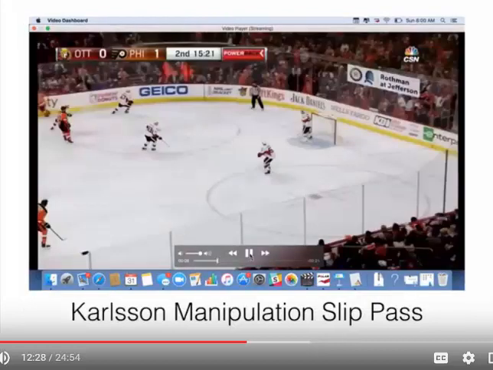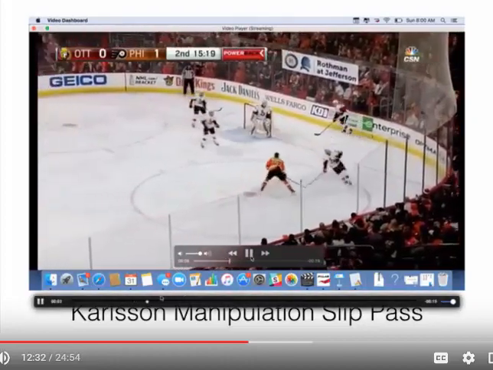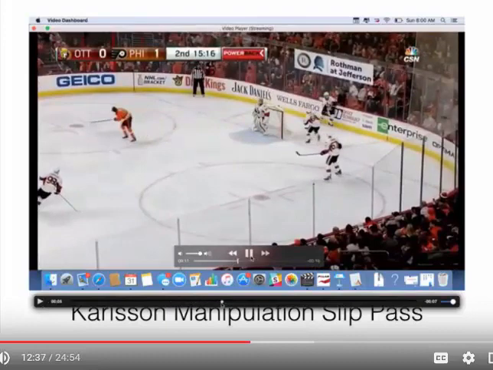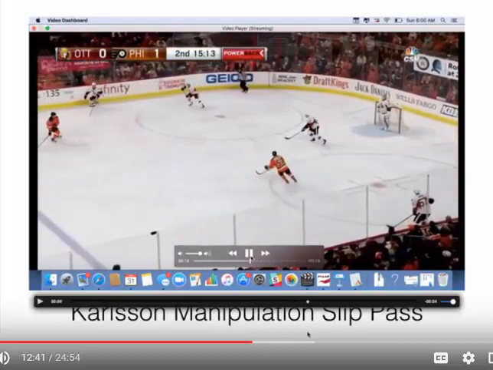This is a good one on Carlson, a manipulation of the skills. So Carlson's going to grab the puck. He's going to get up the ice here. As he gets up the ice, what he wants to do is manipulate the play. So he'd like to use the middle of the ice. They have good presence in the middle of the ice. The guy has a good stick.